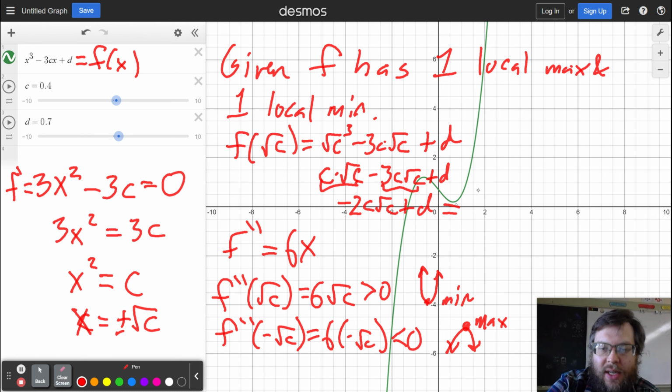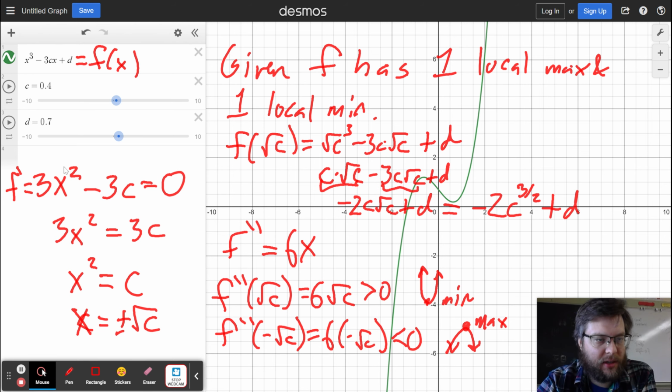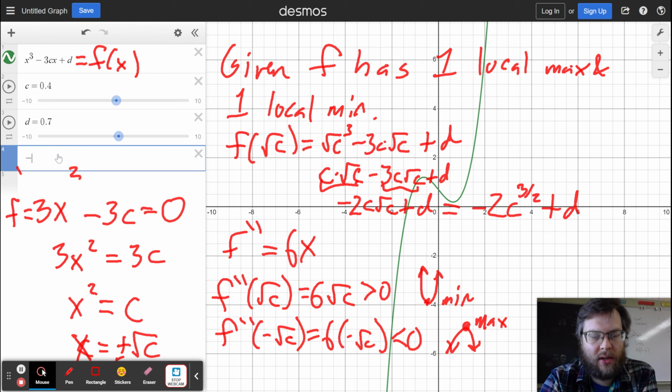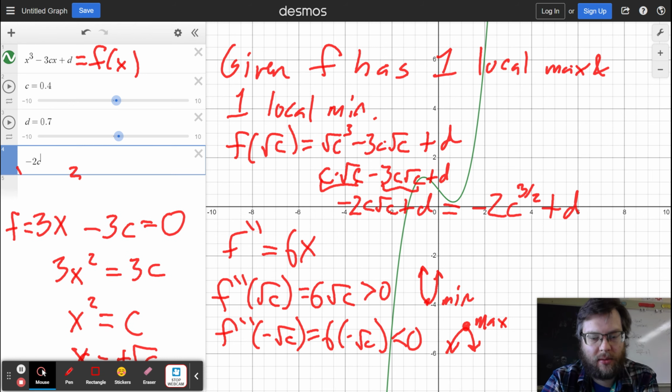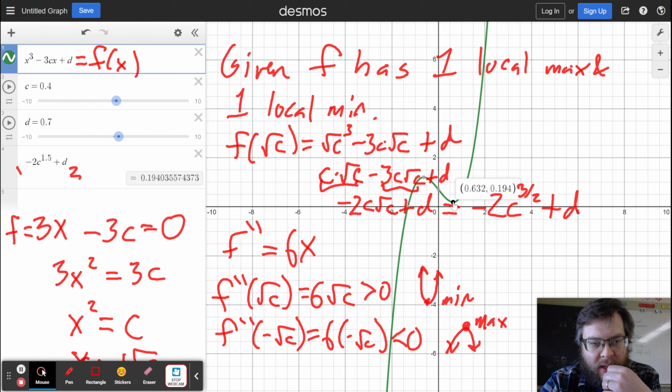You could write that in a slightly different way. You could say that's negative 2c to the 3 halves, because you have 3 copies of the square root of c plus d. And so if I go over here and test that formula out, negative 2c raised to the 1.5 plus d, and then I check the value of my minimum, you can see that those two answers agree with each other perfectly, the y values.